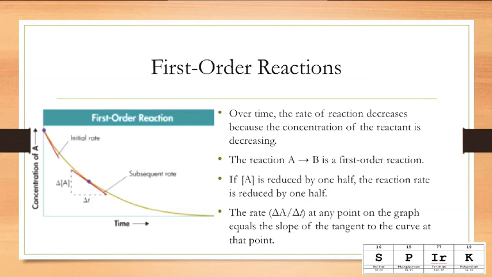The rate, or delta A over delta T, at any point on the graph equals the slope of the tangent to the curve at that point. And a tangent line is just those red lines that we can see here. And a tangent line just touches our main curve at one point, or an instantaneous rate.